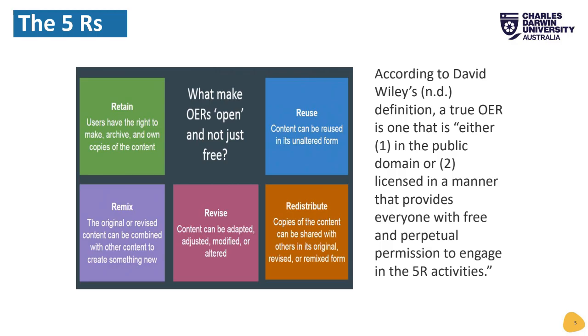Retain. Users have the right to make, archive, and own copies of the content. Reuse. Content can be reused in its unaltered form. Remix. The original or revised content can be combined with other content to create something new. Revise. Content can be adapted, adjusted, modified, or altered. Redistribute. Copies of the content can be shared with others in its original, revised, or remixed form.